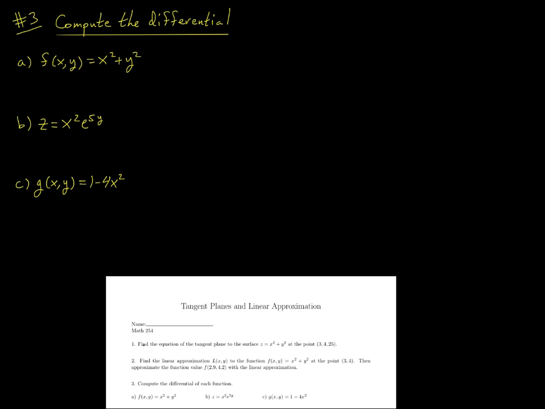So question 3 on the worksheet just says compute the differential of each function, and we're just given 3 functions here, and we're going to compute their differentials. And notice it doesn't specify a point, so I want these differentials really to be valid at any point x, y. So for example, let's say I'm looking at f here. Well, first off, what's just f_x at any point? That would be 2x. And what is f_y? It's 2y.